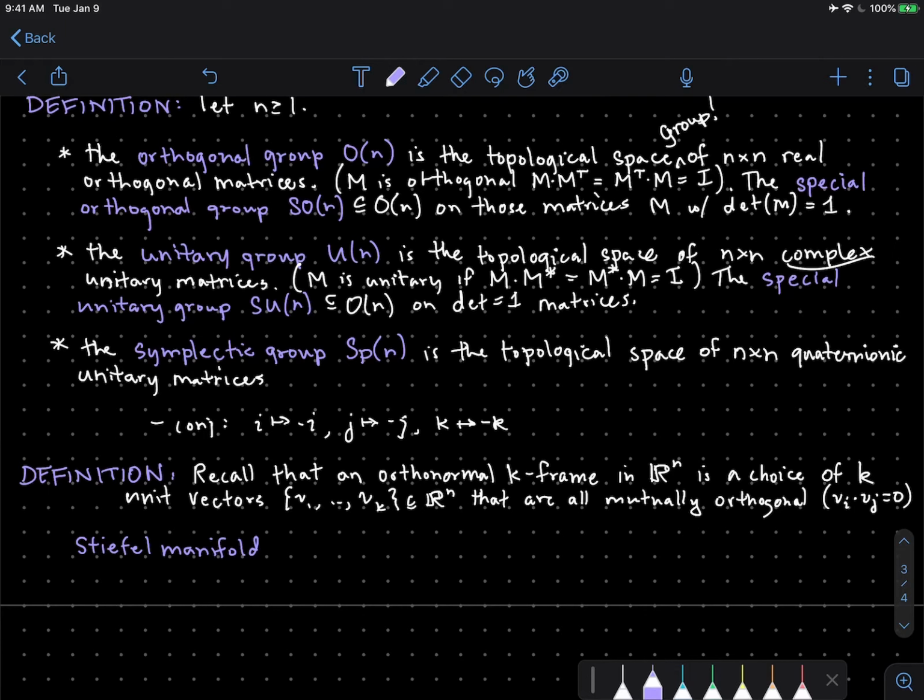The Stiefel manifold, written V_k(R^n), is going to be the set of all orthonormal k-frames in R^n, topologized as a subspace of R^n cross itself k times.